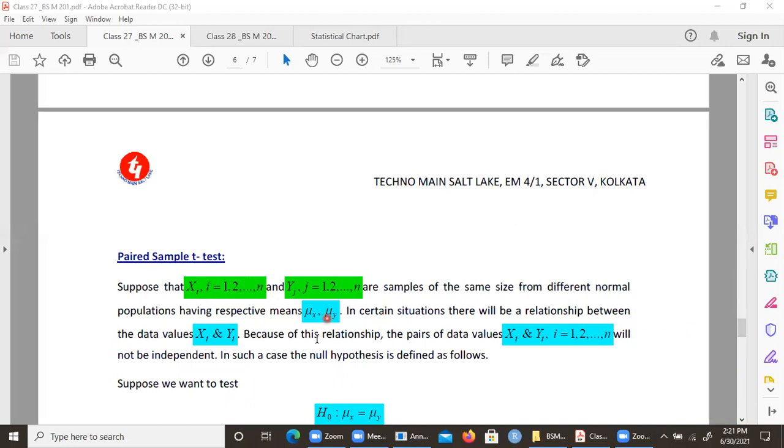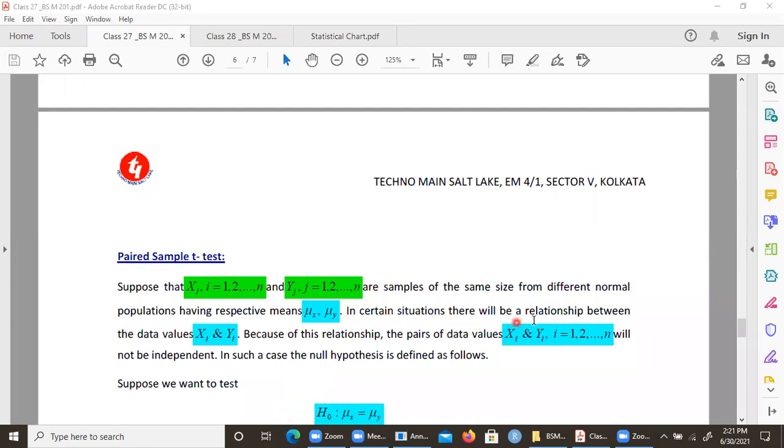Suppose now that we have two samples, Xi and Yi, of similar size. The first sample is of size n, the second sample is of size n. These are samples of the same size from different normal populations having two different means. The first normal population has the mean mu x, the second normal population has the mean mu y.